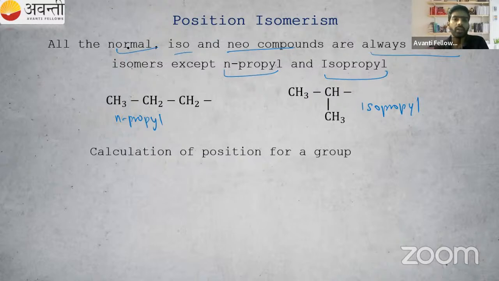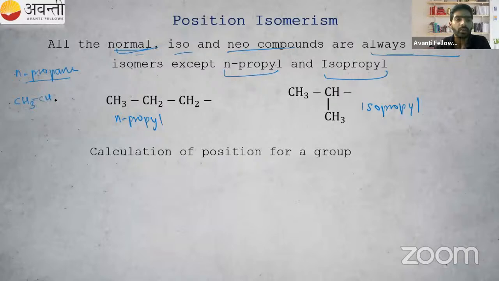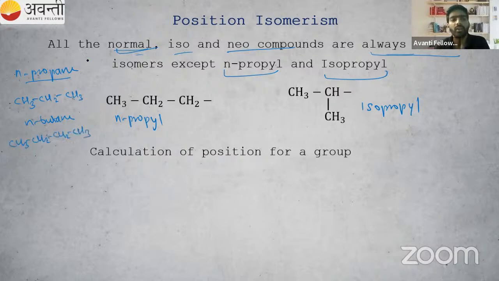So what I will say here is normal, iso and neo compounds are always what? Chain isomers, except for N-propyl. I will tell you. Suppose you are saying N-propane. Whenever you say normal chain, that means N-propane, it is going to be a straight chain. If you say normal butane, that means CH3, CH2, CH2, CH3. Same if you say N-pentane, N-hexane, it is going to be normal.